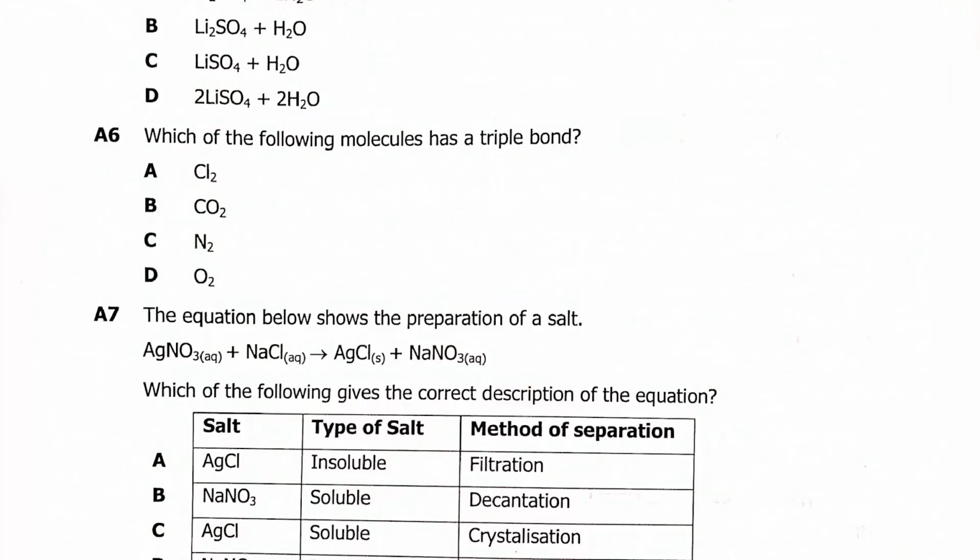Question 6. Which of the following molecules has a triple bond? The first one is chlorine. Chlorine has a single bond, as you can see.